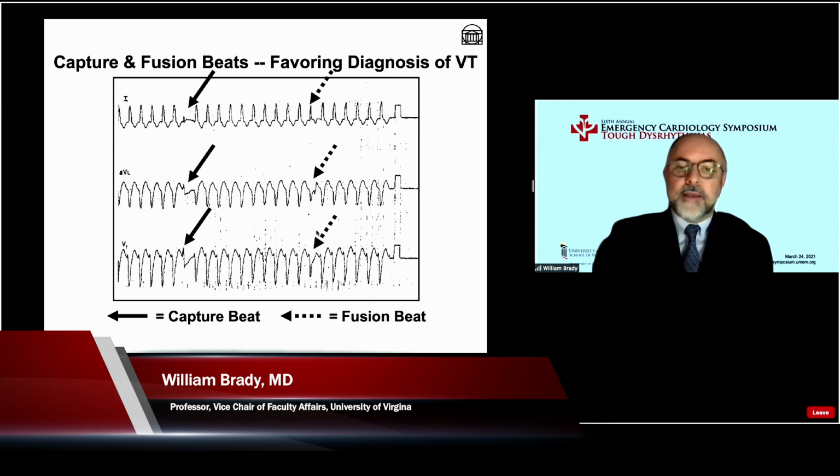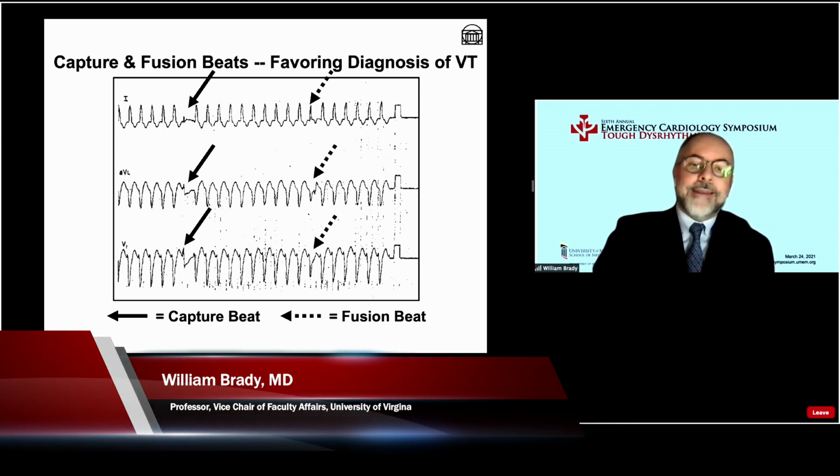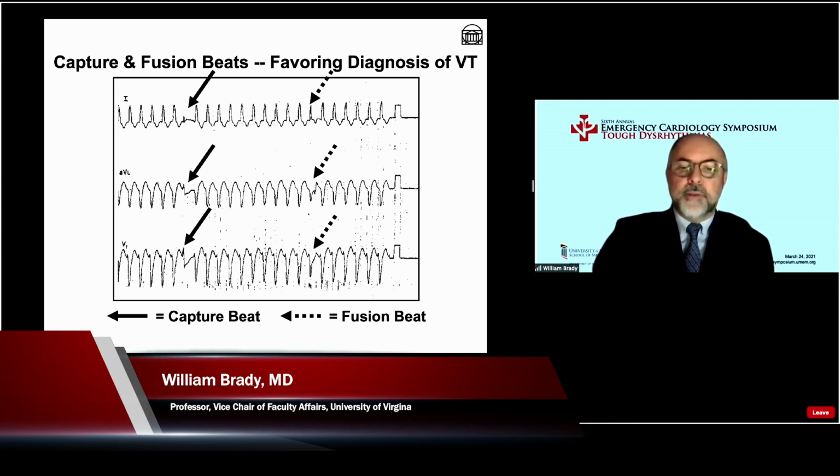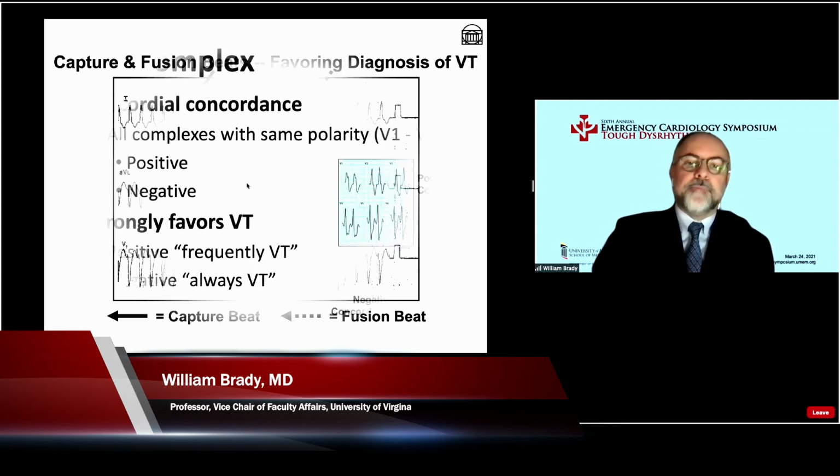And in fact, looking at this multi-channel rhythm strip, we see both of these beats. We see an intermediate width QRS complex occurring and a narrow QRS complex occurring. Okay, this is the capture beat and this is the fusion beat. Either of these strongly suggests VT. Both of them, you've got VT.